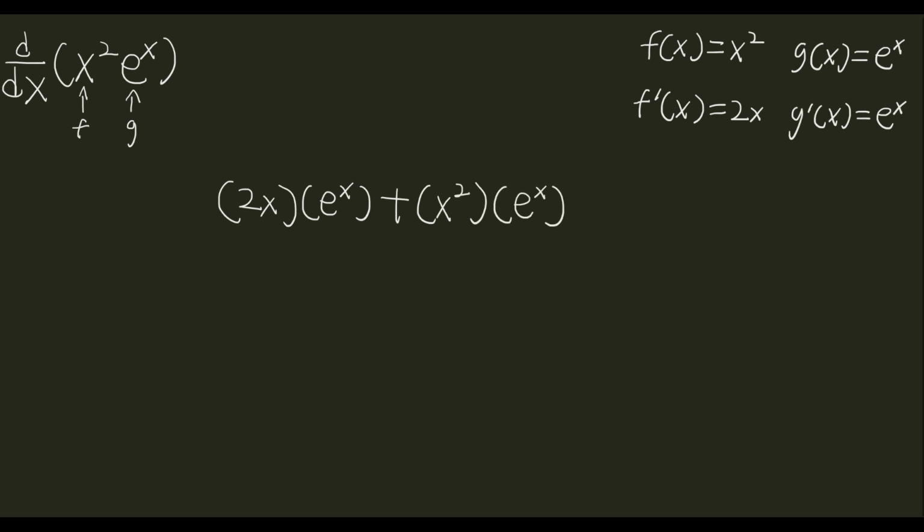Now we can multiply them together. It wouldn't really be much for both the left hand and right hand sides. Starting off with our left hand side, it would just be 2x times e to the x. And for our right hand side, it would just be x squared times e to the x. And this right here would actually be our final answer.